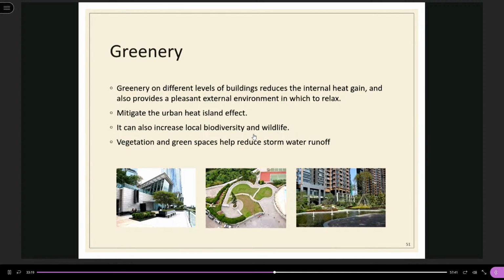Vegetation and green space also help reduce stormwater runoff. Stormwater runoff means when we have a thunderstorm, heavy rain coming. Having more trees and plants can absorb the rainwater, so the water runoff that needs to be handled by the drainage system can be reduced. So it means that we can also prevent flooding.